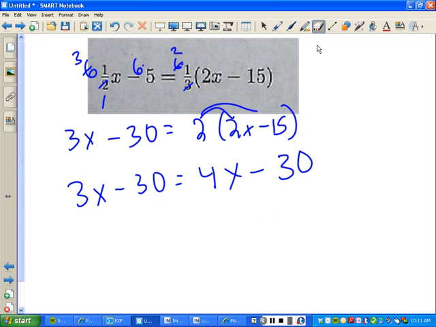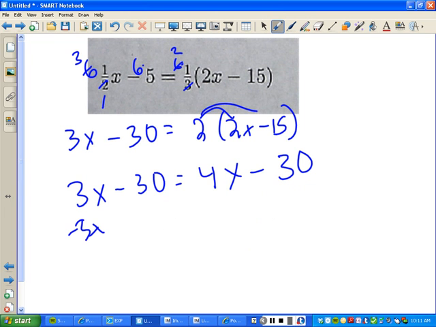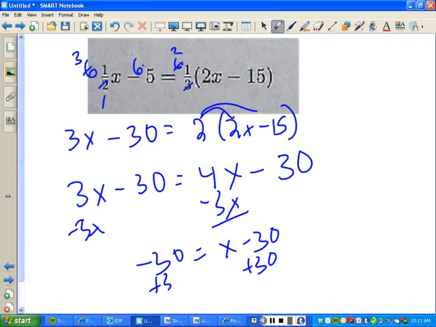So we're going to subtract 3x, subtract 3x, negative 30 equals x minus 30. Add 30, add 30, 0 is equal to x. Okay. Any questions on that?